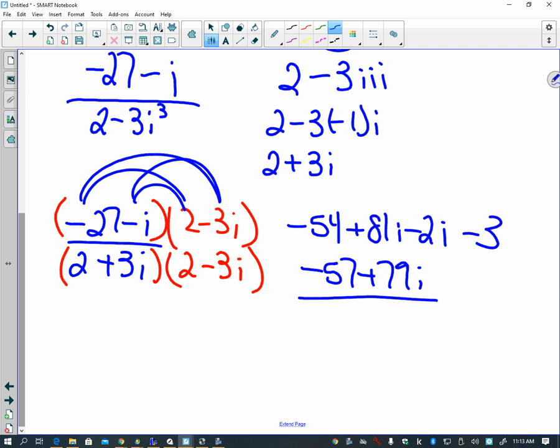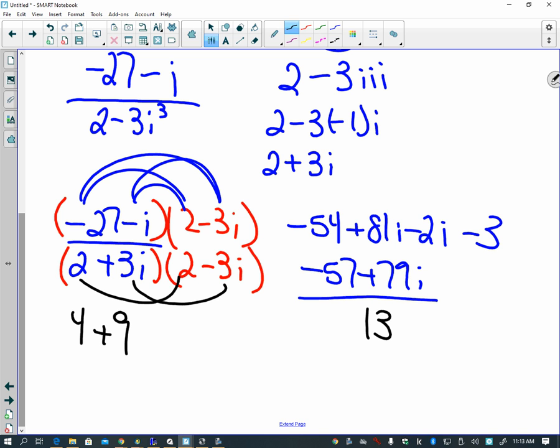Now let's go to the denominator. 2 times 2 is 4. Do we need the inner two terms? No. All right. 3I times negative 3I. Well, that would be negative 9I squared. What's negative 9 times negative 1? Positive 9, right? So I'm going to get 4 plus 9, which is 13.